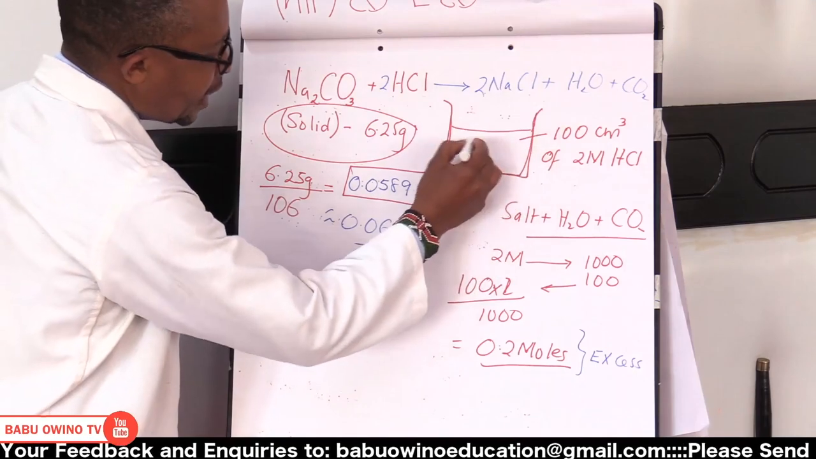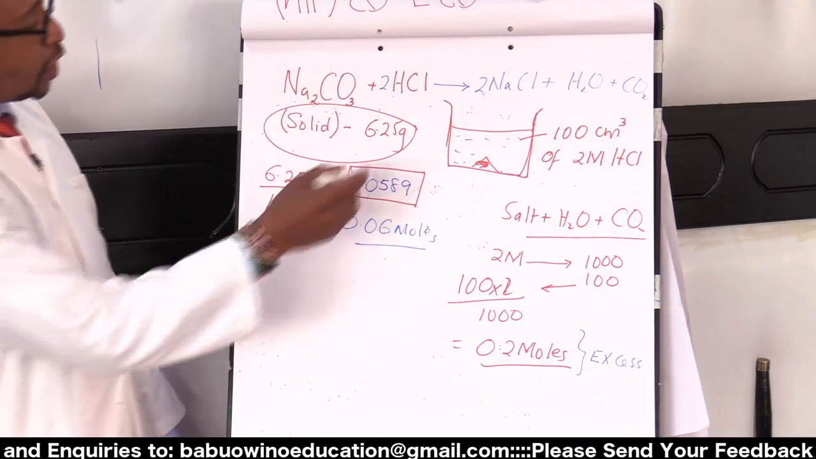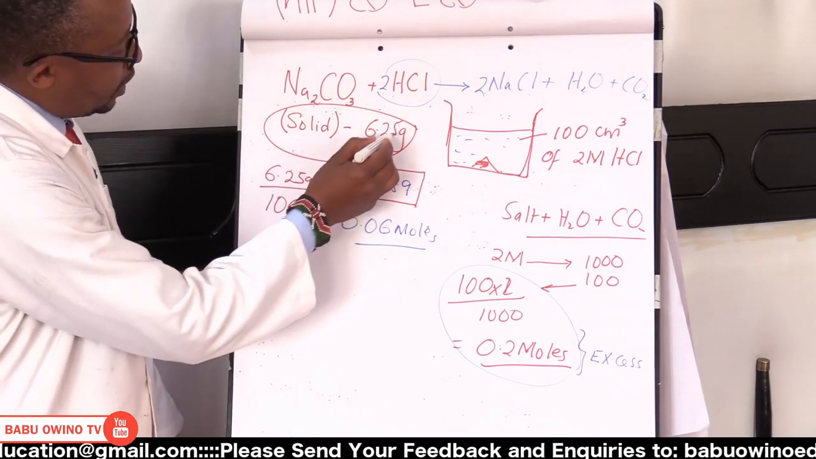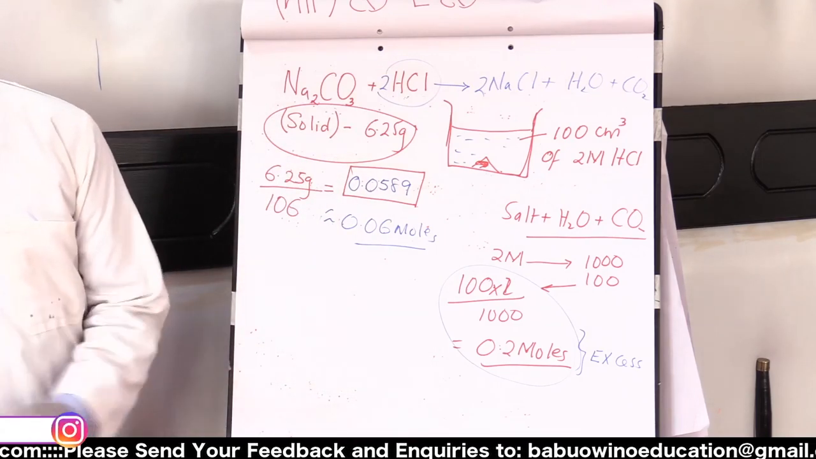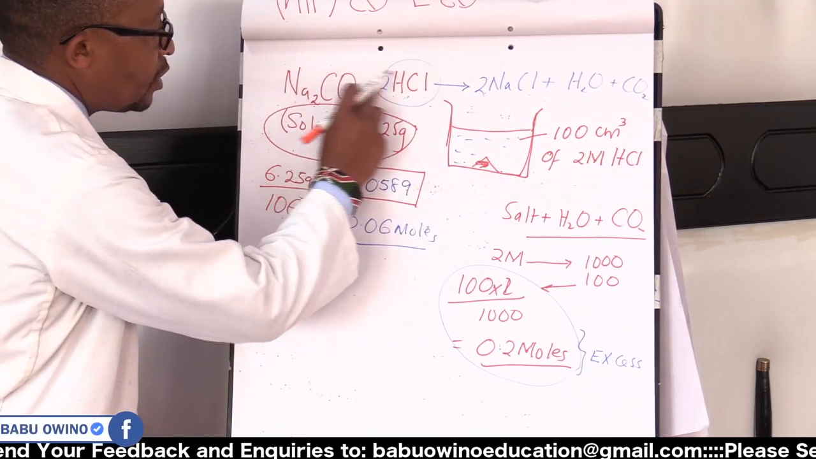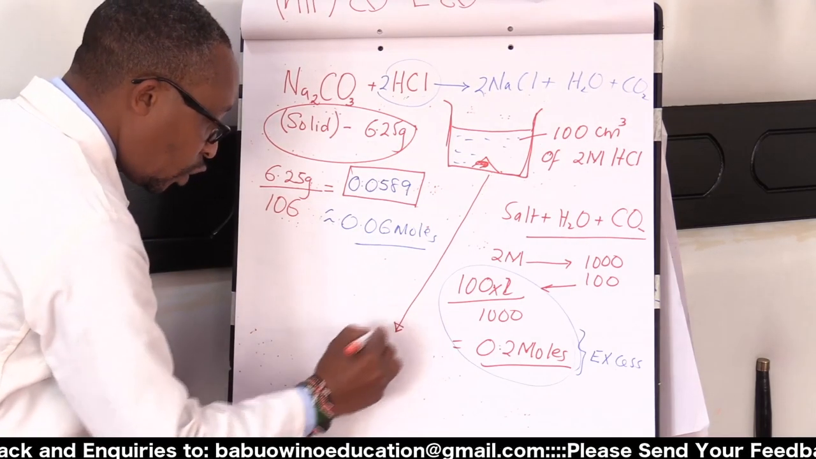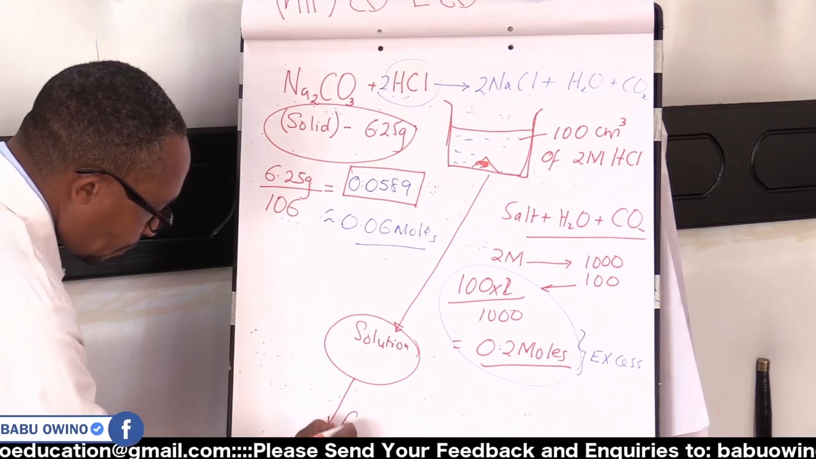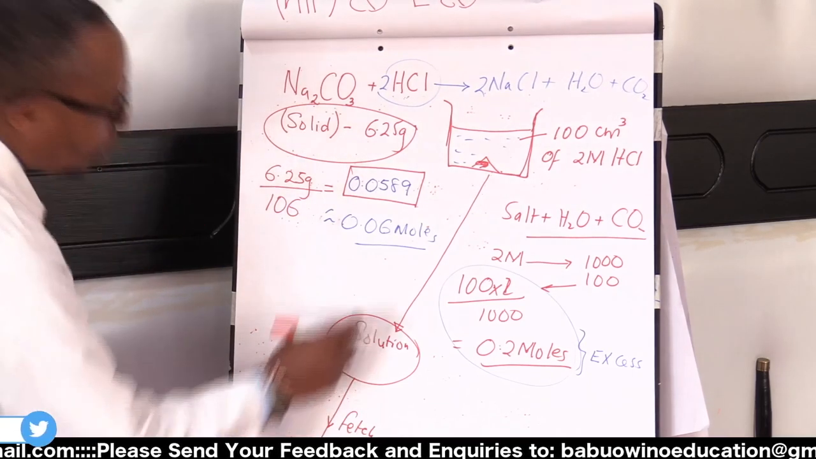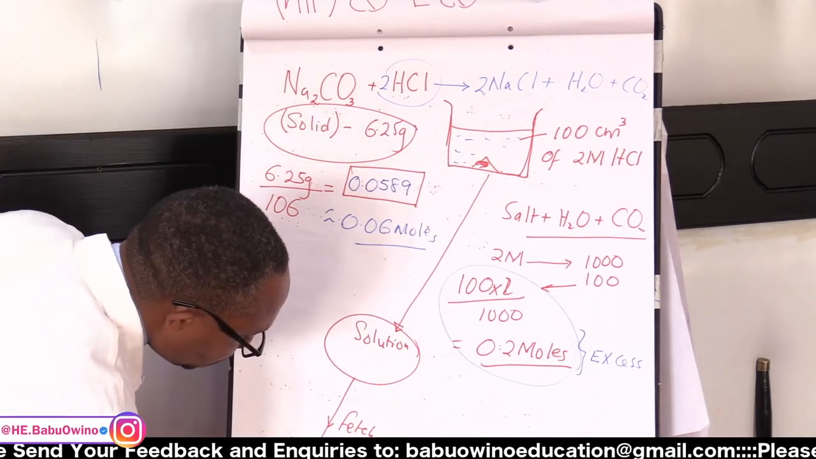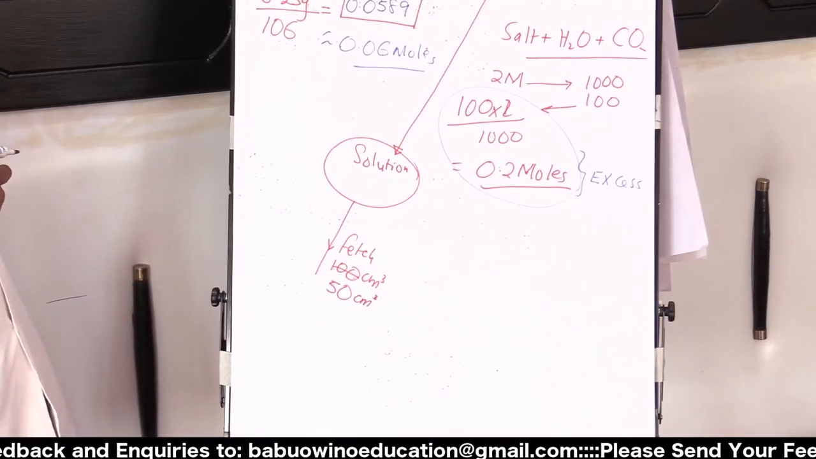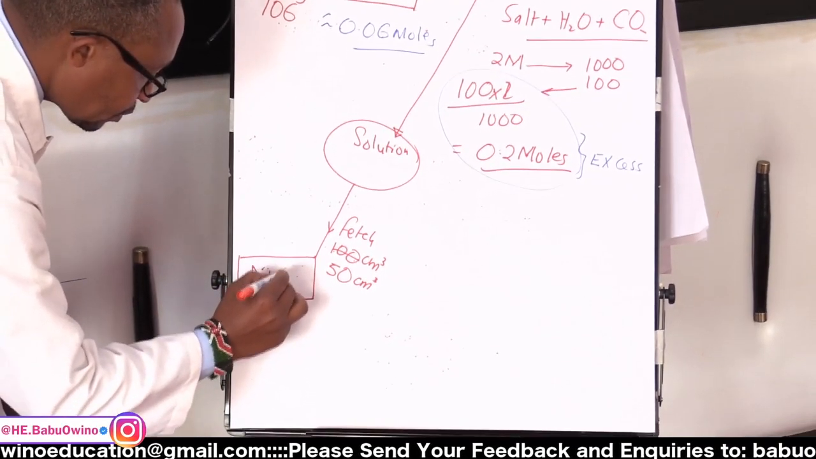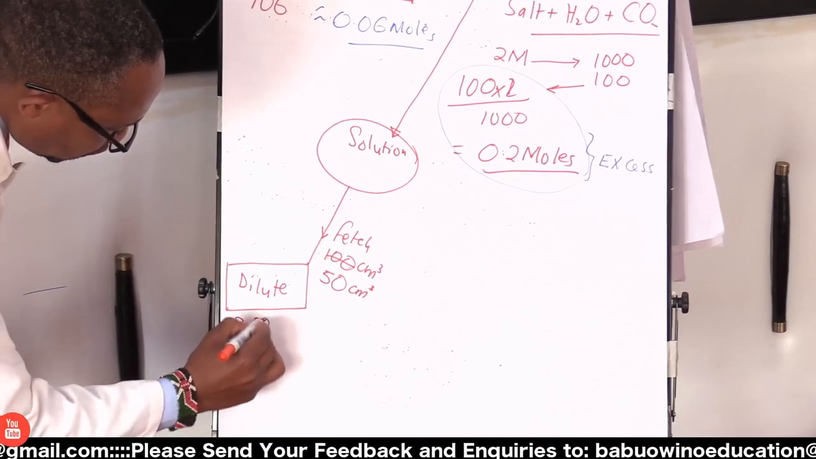So with this in excess, in a practical, what will the examiner do? He will not give you this molarity here, because he wants you to find the moles or the concentration of this solution. So how will he paraphrase that question? He will tell you to put it in a solution and stir, so you get a solution. Then he will tell you to fetch 100 centimeters cubed of this, or even 50, and add water. In other words, you dilute to say 250 centimeters cubed.